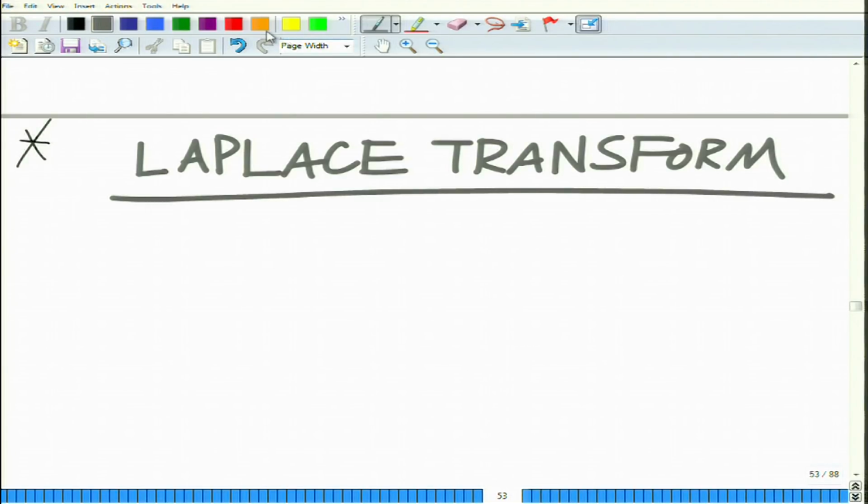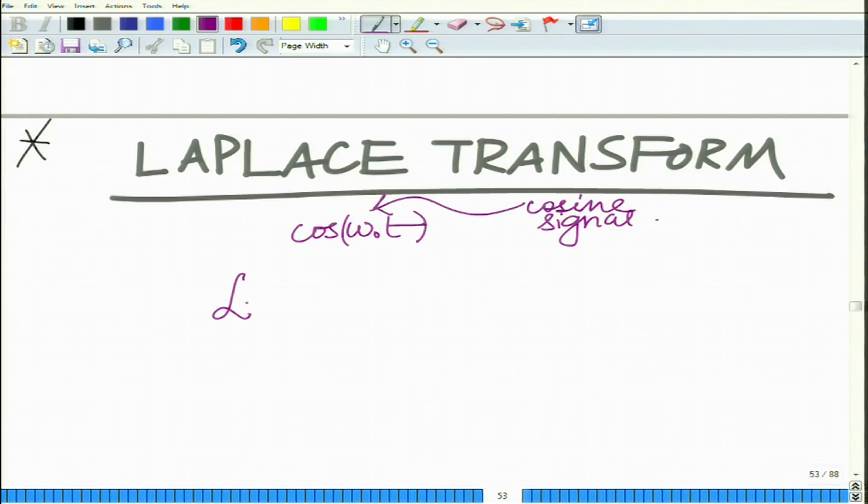Let us continue looking at the Laplace transform of some common functions or some common signals. Let us look at the Laplace transform in particular of the cosine signal. Okay, so this is your cosine signal, cosine omega naught t times the unit step function u(t).